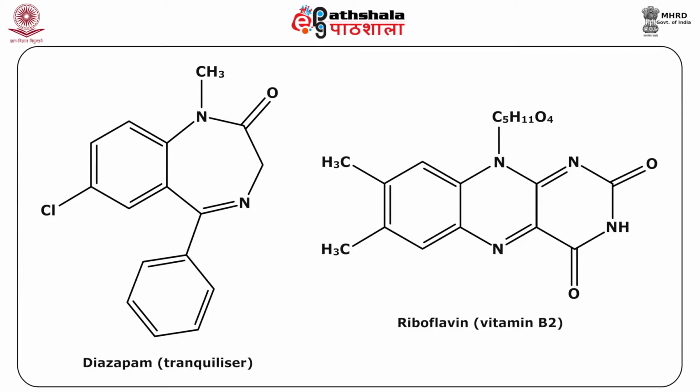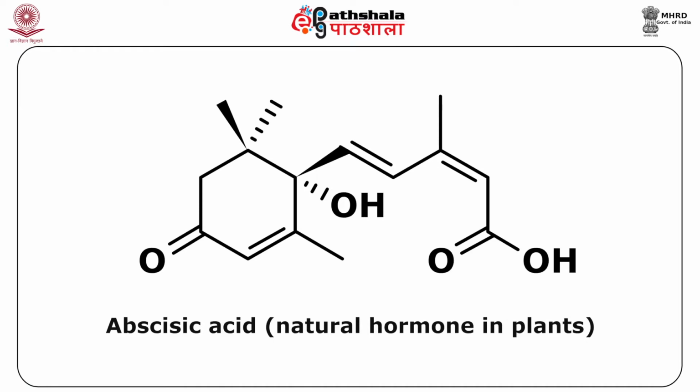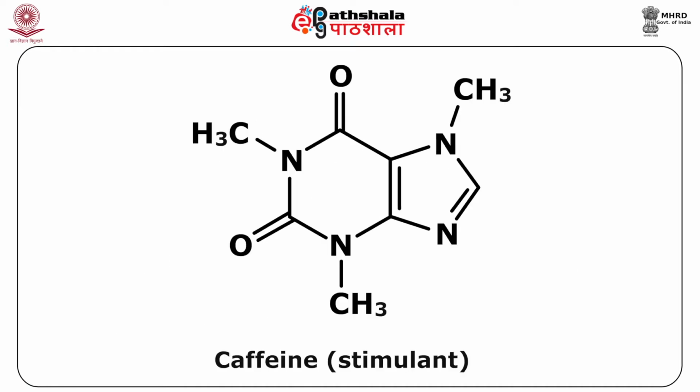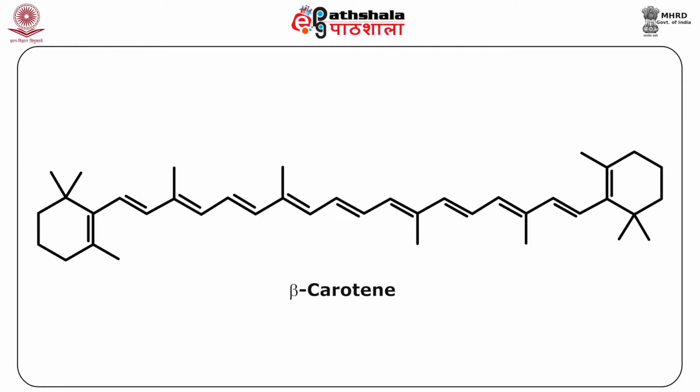Then this is vitamin B12, which is riboflavin. Then we have abscisic acid, which is a natural hormone in plants, and you can see this is caffeine, which is a stimulant. We have beta carotene, which is a natural product with high nutritional value, but now we need to prepare this on a synthetic large scale. So, how to break this, disconnect it to make it from simpler molecules is what we will be studying.